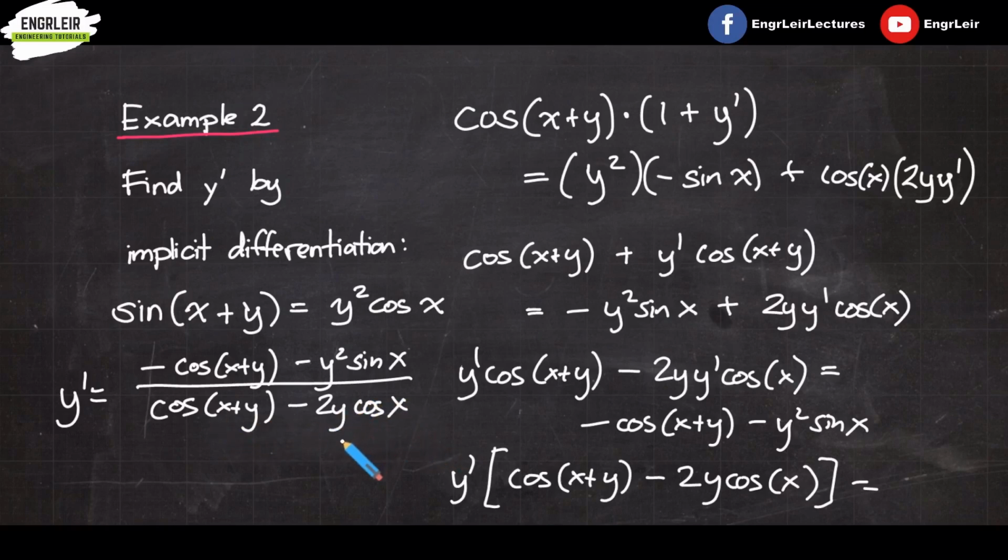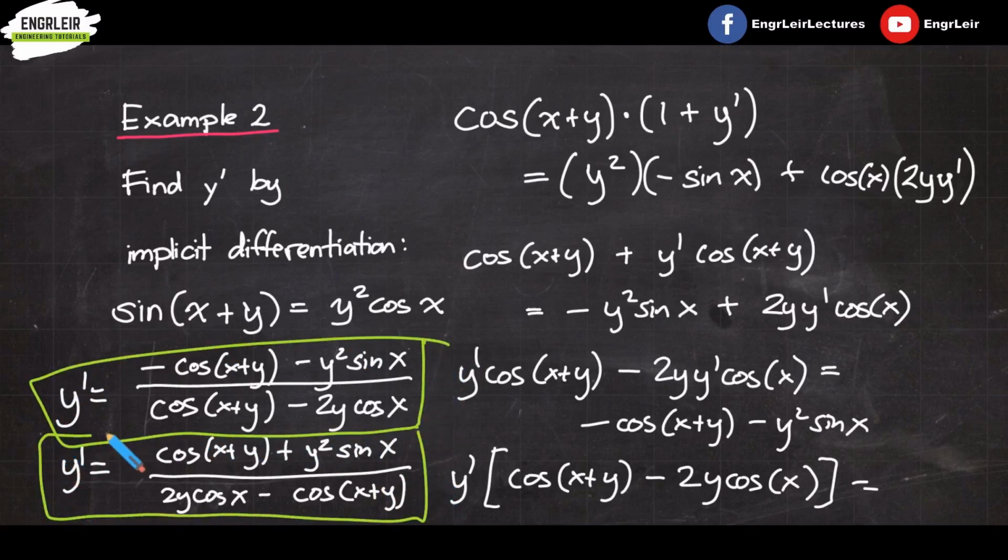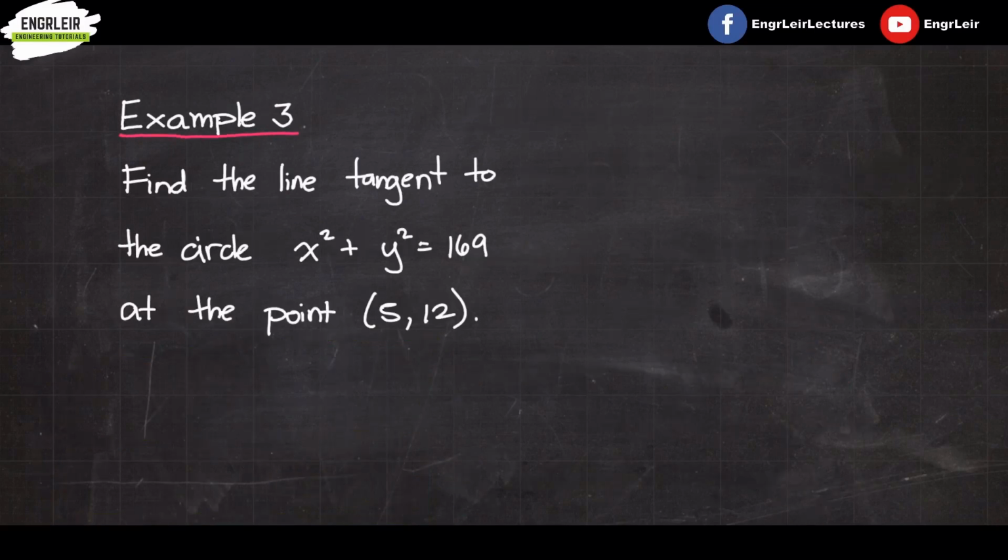So, this is our answer, and we can actually remove the negative signs on top by interchanging the terms in the denominator. So, you can also express this as, let's see, cosine of x plus y plus y squared sine of x divided by 2y cosine of x minus cosine of x plus y. Both answers are correct. So, either this is the y prime or you cancel the negative to get the other form. That is implicit differentiation.